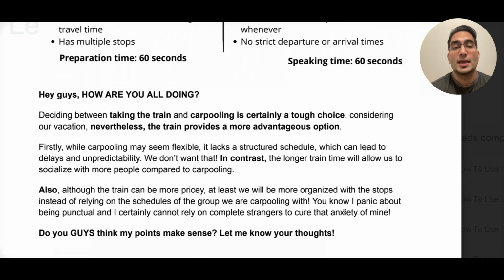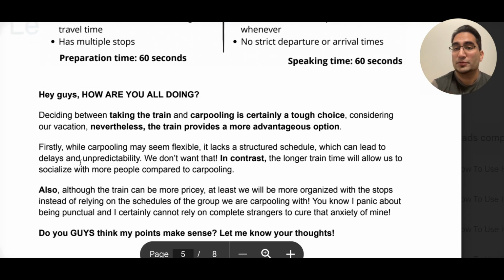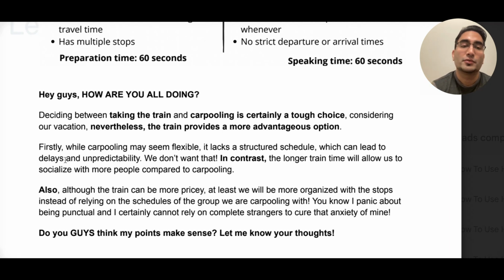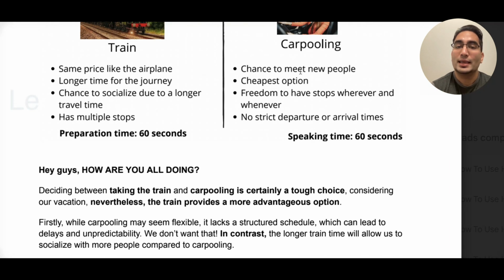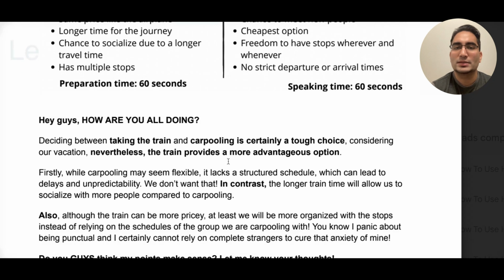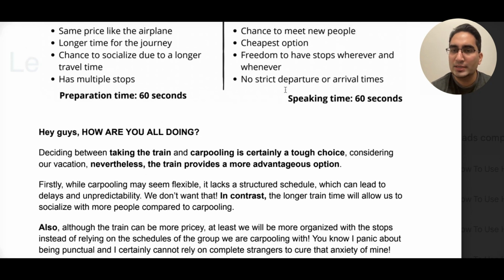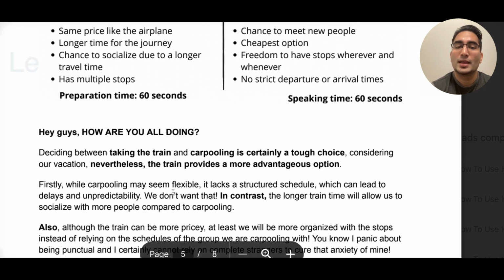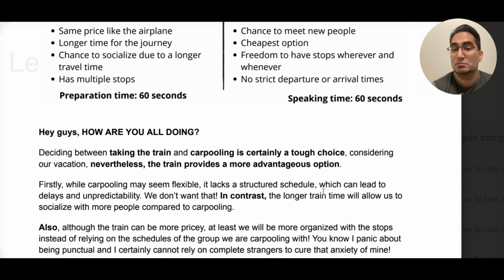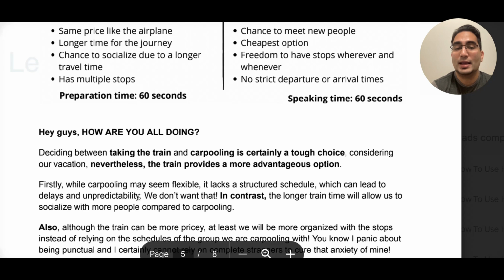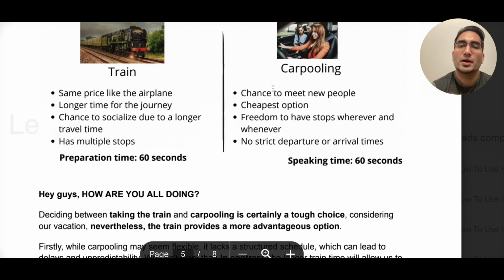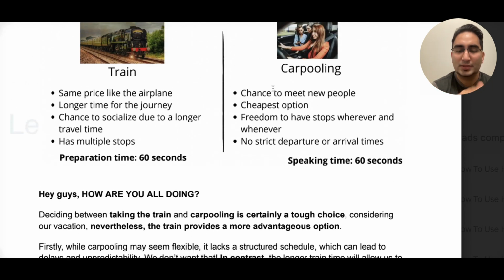That's your introduction. Now you're going to say, firstly, you can say firstly, mainly, primarily, whatever. Firstly, while carpooling may seem flexible. So we are, again, talking about, look, there's freedom to stop. You can have no strict departures or arrival times. That's why it's flexible. So we are touching on two points here by using the word flexible. It lacks a structured schedule, which can lead to delays and unpredictability. So we're talking about, you have this, but this is the problem, okay?